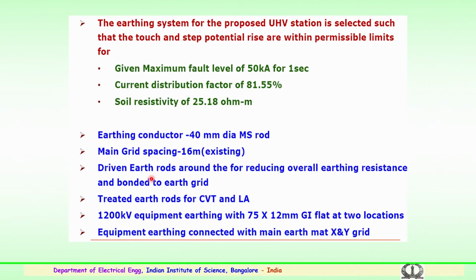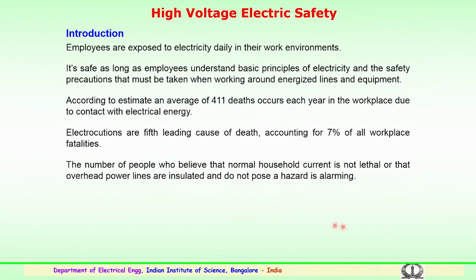These earth rods should be treated for the CVTs and connected to the lightning arresters or capacitive voltage transformers. In case of 1200 kV equipment, earthing with 75 by 12 mm galvanized iron flat could be employed at two locations, and the equipment earthing connected with the main earth mat, and both X and Y grid should be followed. This is very important for UHV substations. So, we will stop here and we will continue.